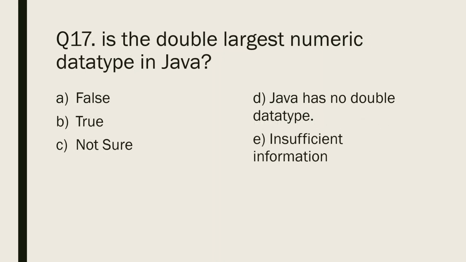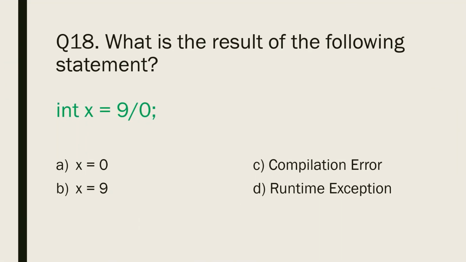So question number 17. Is the double largest numeric data type in Java? Double is a data type in Java. You have to decide if this is the largest one or not. So have to choose one of the 5 options. Question number 18. What is the result of the following statement? This is a statement given. Will this execute or it will not execute? Or it will assign 0 or it will assign x is equal to 9. So what is the result of executing this statement in Java? Choose one from these 4 options.